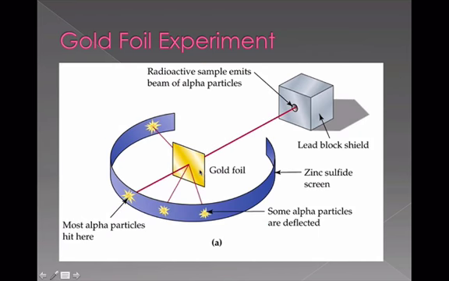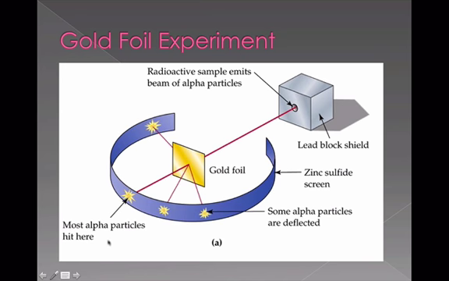With his gold foil experiment, what he did was he had a radioactive sample in here. It emitted alpha particles, and alpha particles are just protons. So he emitted protons, and what he expected to see was that if the atoms were solid spheres like what they thought, then all of these alpha particles that they were shooting should have bounced back. They shouldn't have seen anything going through.